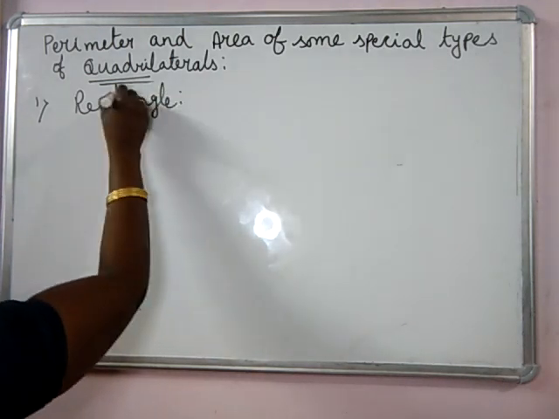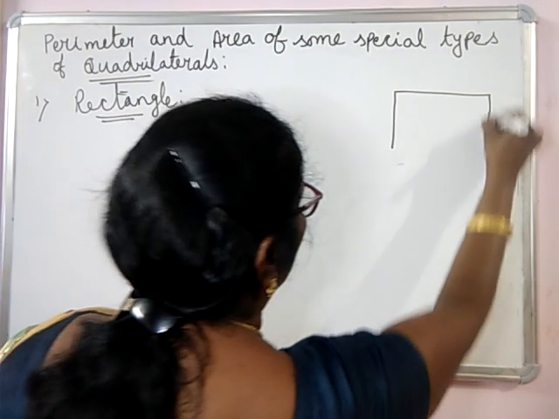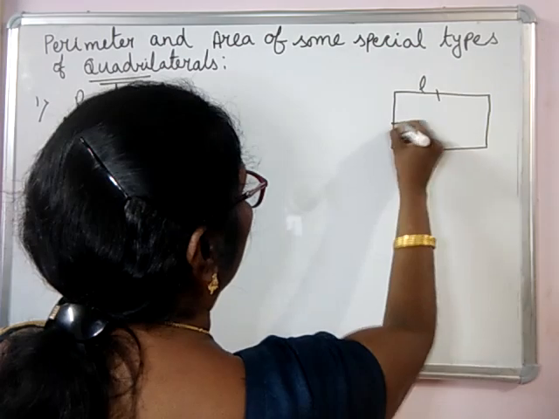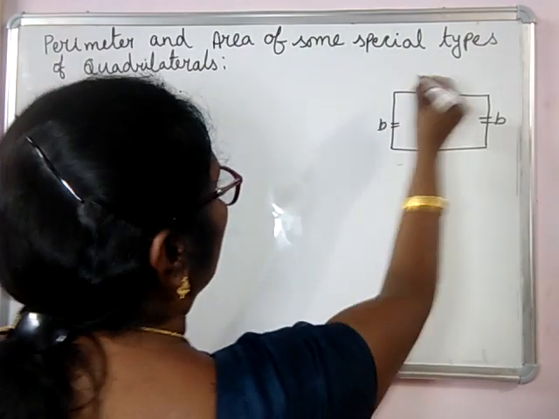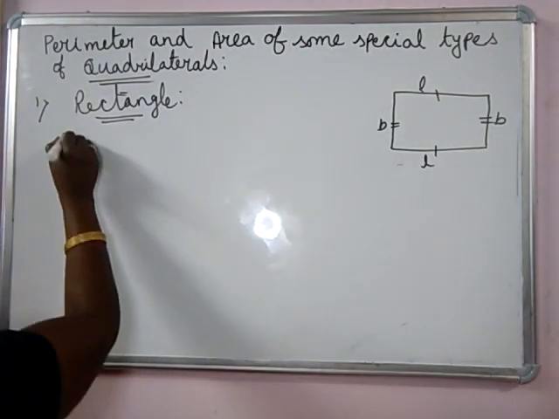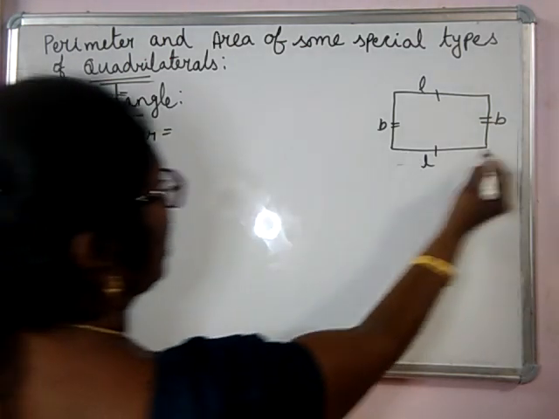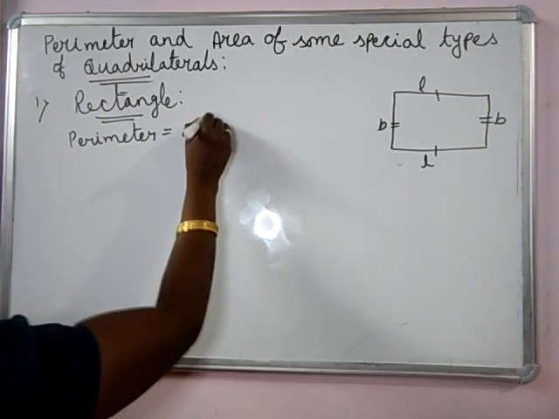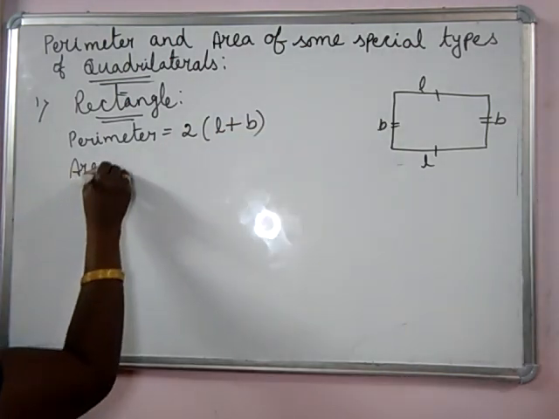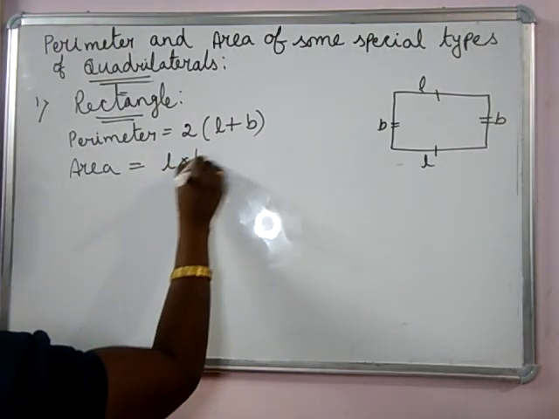We know that rectangle is a quadrilateral in which the length and breadth are not equal. Opposite sides are, one pair of opposites are length, other pair is breadth. So perimeter means you know that sum of all the sides. So length plus breadth, 2 into (L plus B), is the perimeter of rectangle and the area of rectangle is length into breadth, L into B.